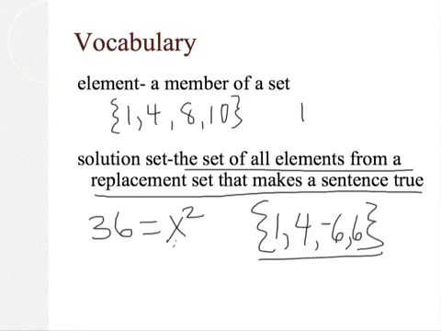Can you tell me what numbers will work here? What numbers can I put in for x that would work? Yes, you got it: -6 and 6. So the solution set looks like this. A solution set, again, is just the numbers that work given a certain set of numbers that you're working from.